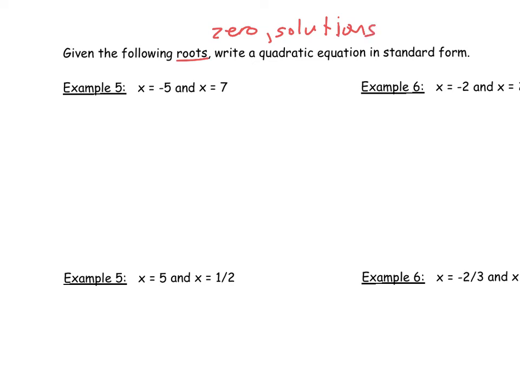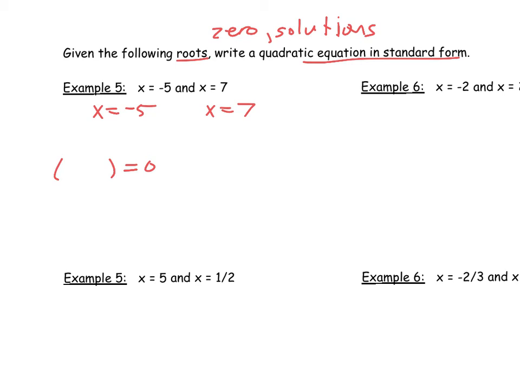Okay? Write a quadratic equation that they came from in standard form. So basically the opposite of what we just did. I'm just going to do a couple of these. X equals negative 5 and x equals 7. So I want the factor. In other words, what's the little thing equal to 0 here? Well, you got to get everything equal to 0.